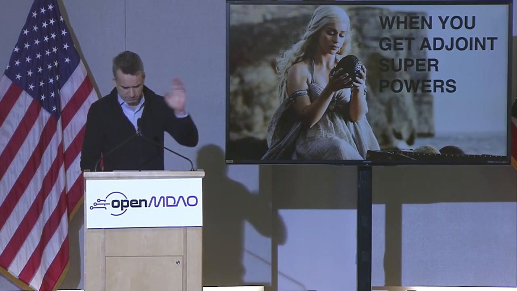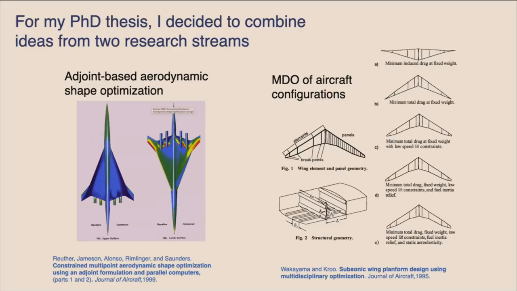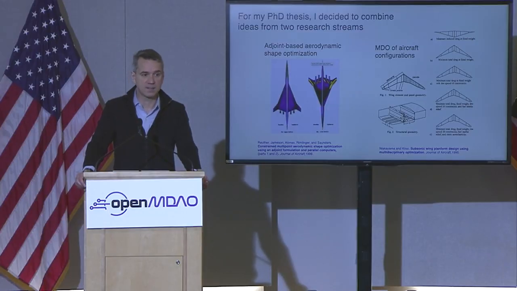And just to rewind a bit, go back over 20 years ago, for my PhD thesis, it took about a year to decide what research to do, and I decided to put together two bodies of work that I admired much at the time. One was the adjoint method used for aerodynamic shape optimization, pioneered by Jameson, and my co-advisor, Juan Alonso, did quite a bit of work on it as well. The other was preliminary or conceptual aircraft design using low-fidelity models, but using more disciplines: aerodynamics and structures and weights and so on.